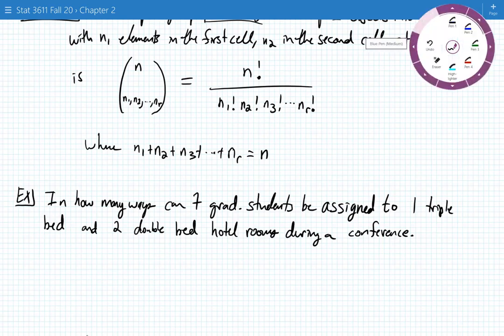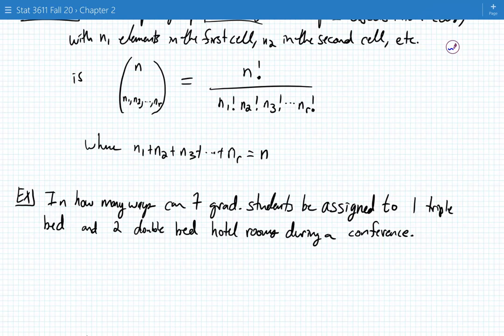So you're taking your 7 students and you're partitioning them, right? The order does not matter here, right? If you put person A, B, and C in the triple, it doesn't matter if A is in there first. That's the same thing as putting persons B, A, and C in the triple. So there's a total of 7 objects. You're going to group 3 of them together in one room. You're grouping another 2 together in another room and another 2 in the last room.